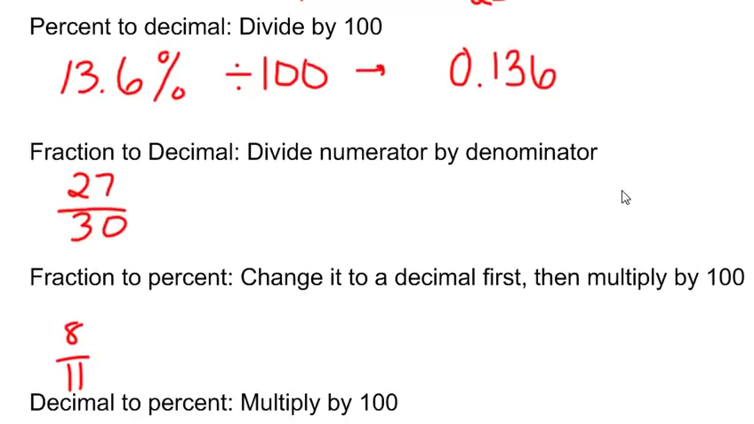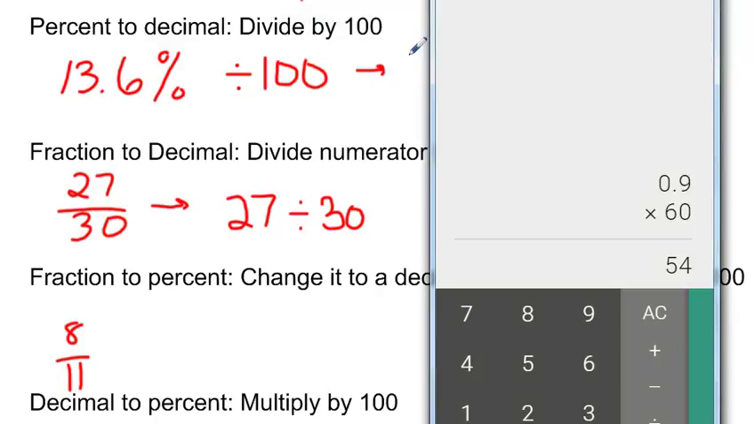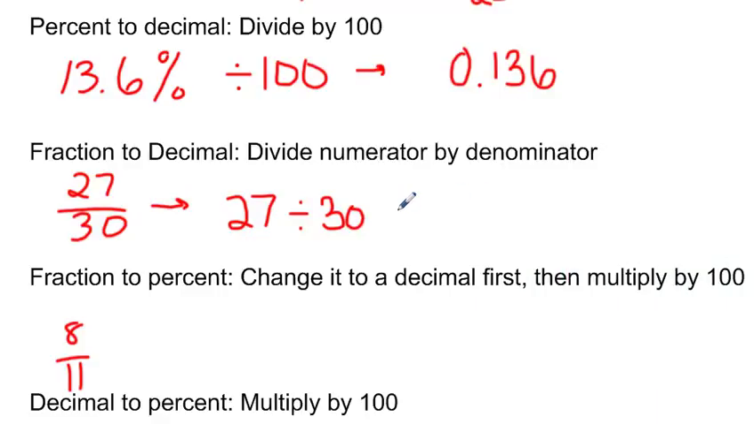If we want to change a fraction to a decimal, we would divide our numerator by our denominator. So in this case, we would do 27 divided by 30. And just because I don't have this memorized, we would get 9/10.